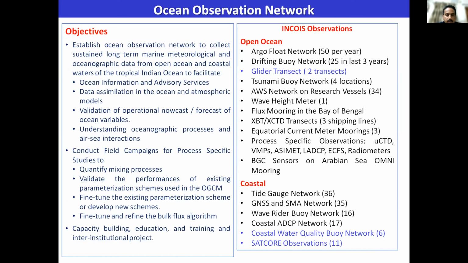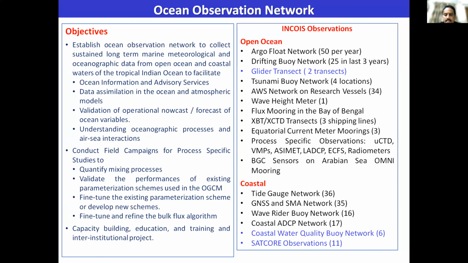In addition to the physical as well as marine meteorological observations, we are now getting into biogeochemical observations, both in the Bay of Bengal and Arabian Sea. In addition to the operational observation system in the open ocean, we have the coastal observational network, which includes the tide gauge network, where we have about 36, and we have GNSS and SMA networks as part of our tsunami early warning system. In Andaman and Nicobar, we have set up 35 GNSS and SMA networks, and also the wave rider buoy network along the coast.